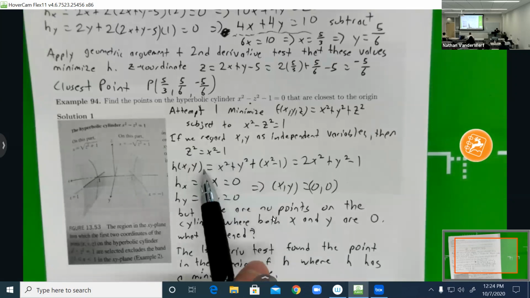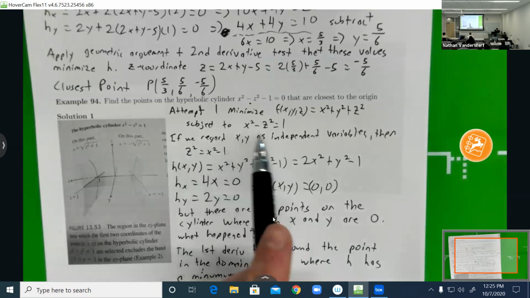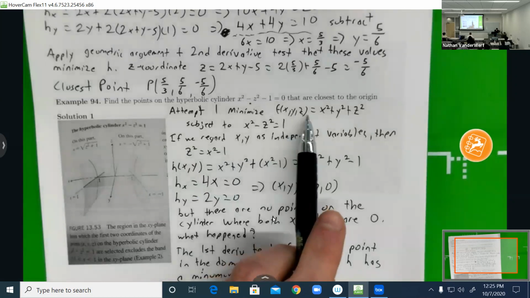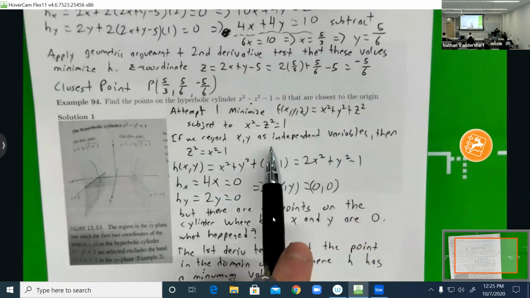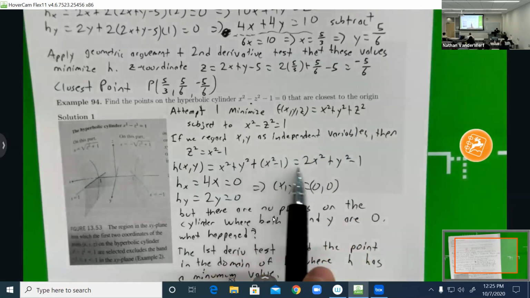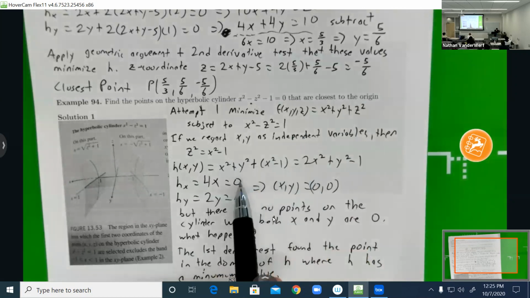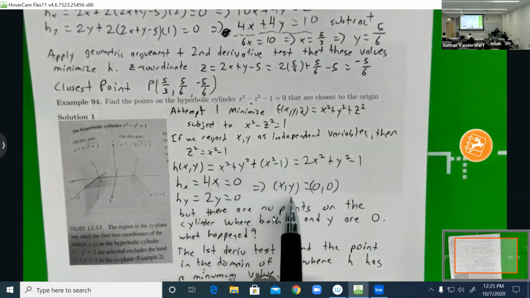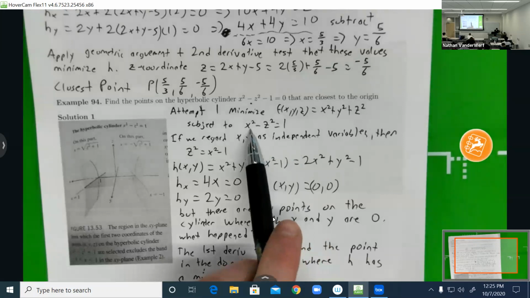And then we rewrote this h of x y, which was this f of x y z function, x squared plus y squared plus z squared. We replaced z squared with x squared minus 1 and got this function. We took the partial derivatives, and then we got that 0, 0 was a critical point. However, we ran into this issue because there are no points on the cylinder where both x and y are 0. If we go back here, for instance, we can't have x equals 0. That's just not on this constraint.